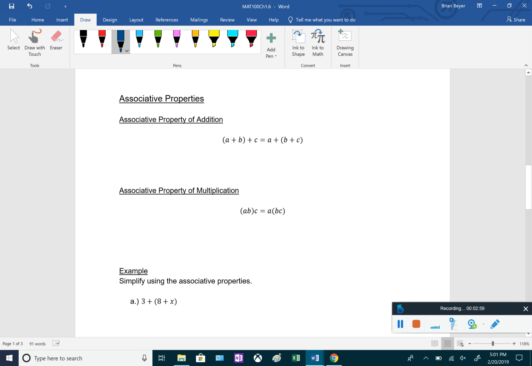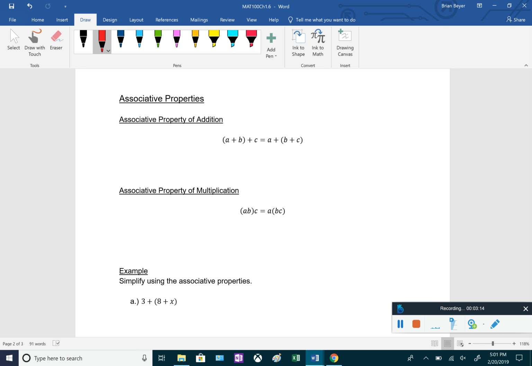Okay, so that's the commutative property. Those are just dealing with two terms. The associative property is dealing with three terms. The associative property of addition is if we're adding three terms. Remember, parentheses first for order of operations.